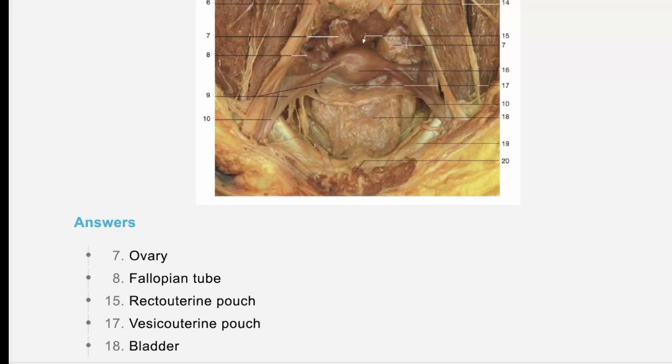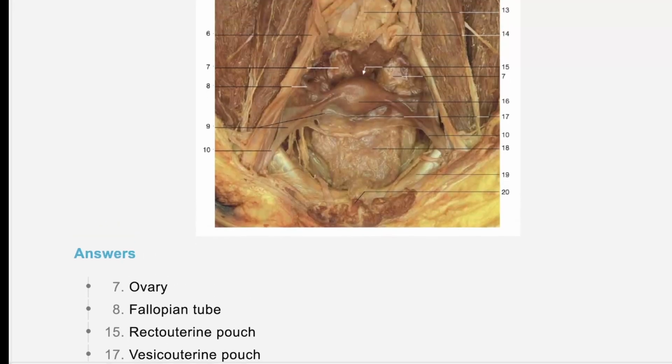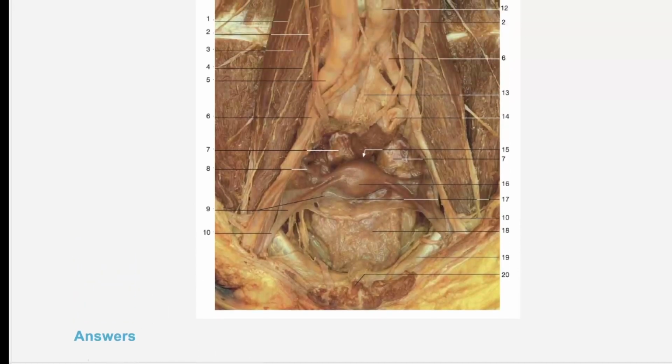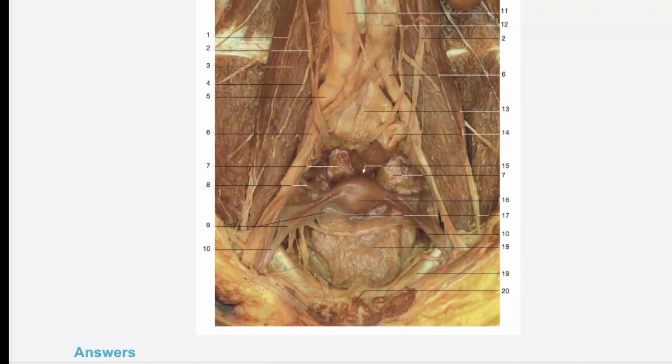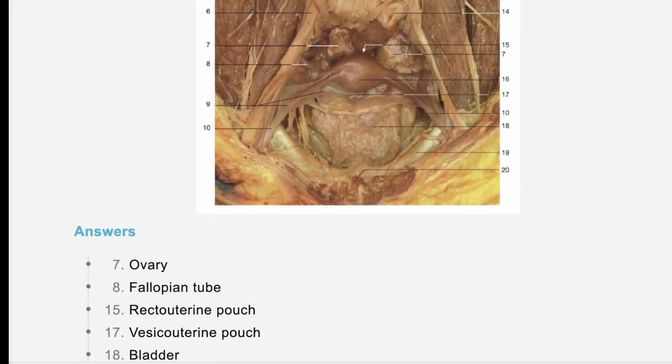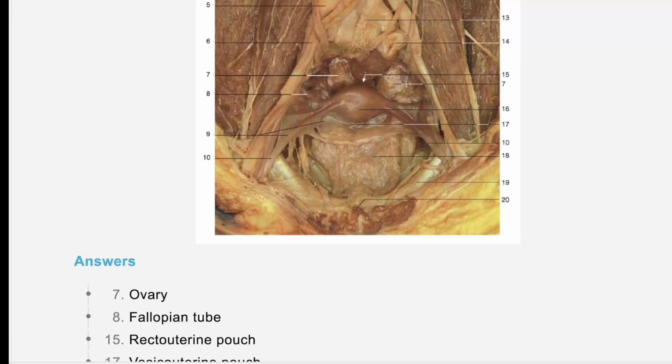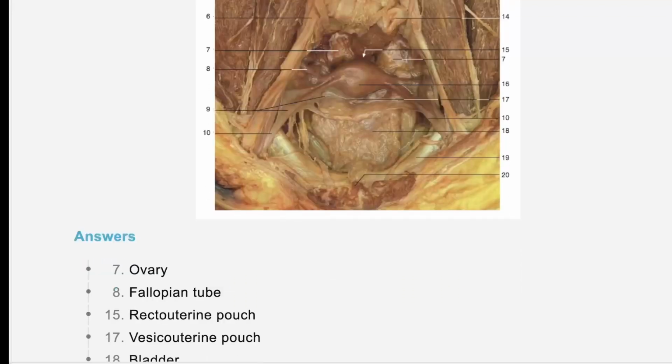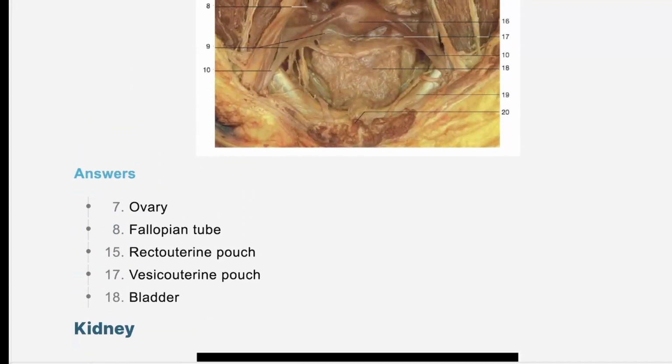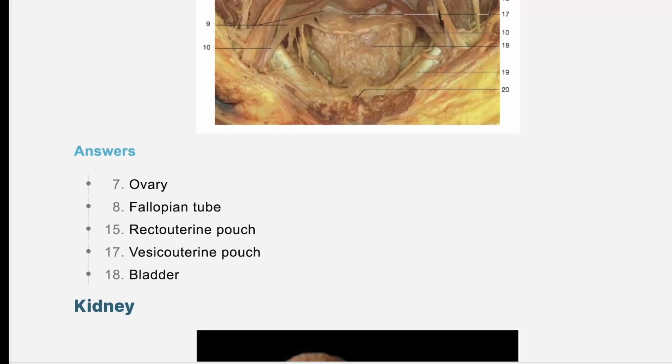And 6 on both sides. So 6, this is the common iliac on both sides, coming from the abdominal aorta. All right, and 18 is the bladder. We said that. So yeah, I think that's pretty much it for this one. There are other things that I said. You can check the answers as well.